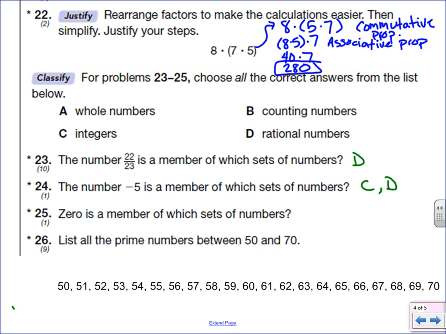0 is a member of which of these sets? Well, whole numbers include 0. Counting numbers do not. You start at 1 for counting numbers. Integers include 0, because they're the positive, negative, and 0. And then 0 is also a rational number.